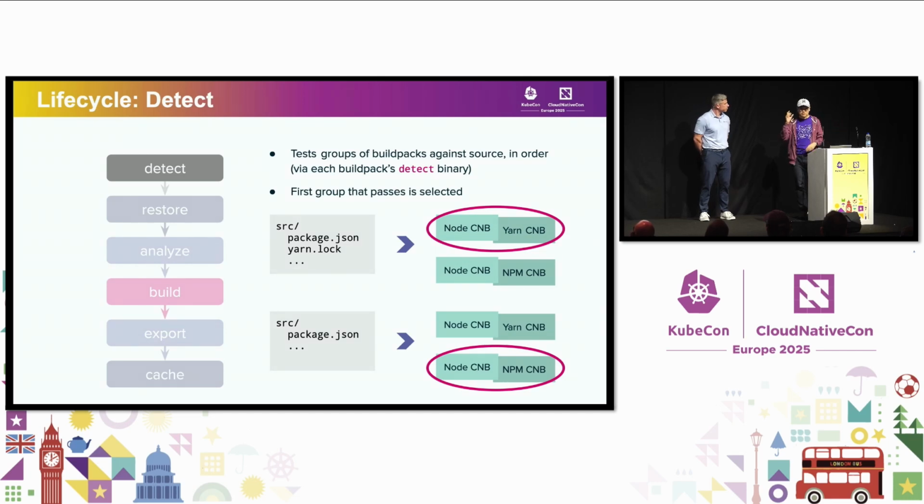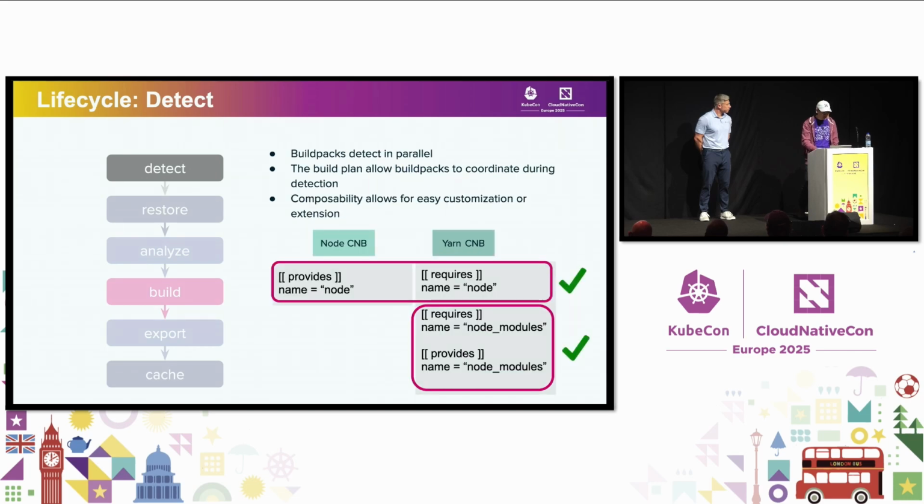In this case, the first grouping that passes detection is going to be the one that actually gets executed. We see that there's a package.json and a yarn.lock, so you're going to want to run the Node.js buildpack and then a Yarn buildpack to do that setup and install. And they get to create a build plan. Talking about composition, this allows buildpacks to communicate with each other, so they can share information about what is needed, and that gets used as part of detect to create this buildpack plan.